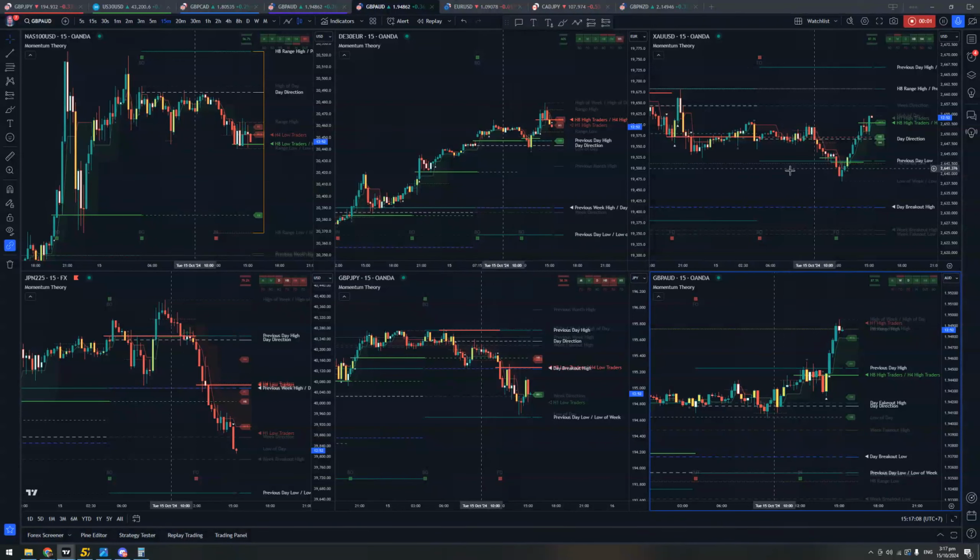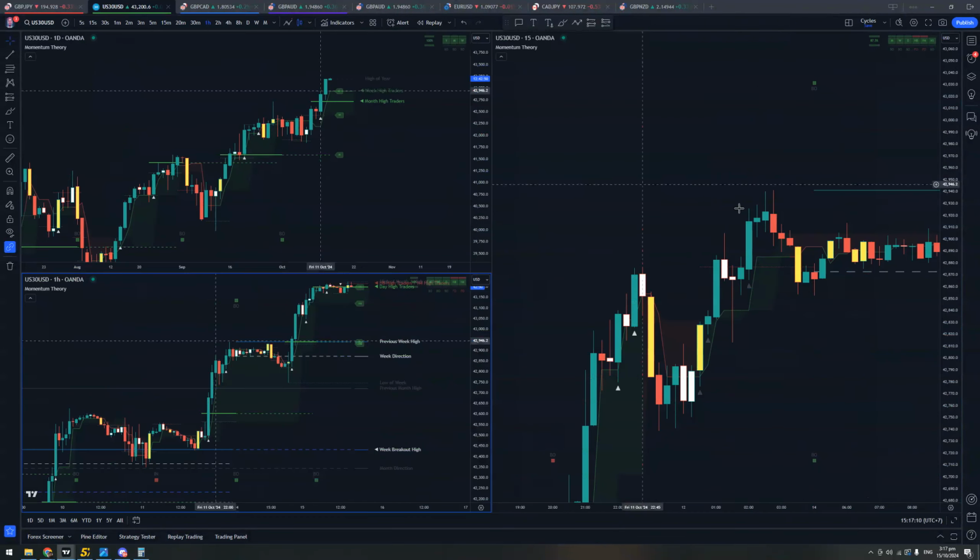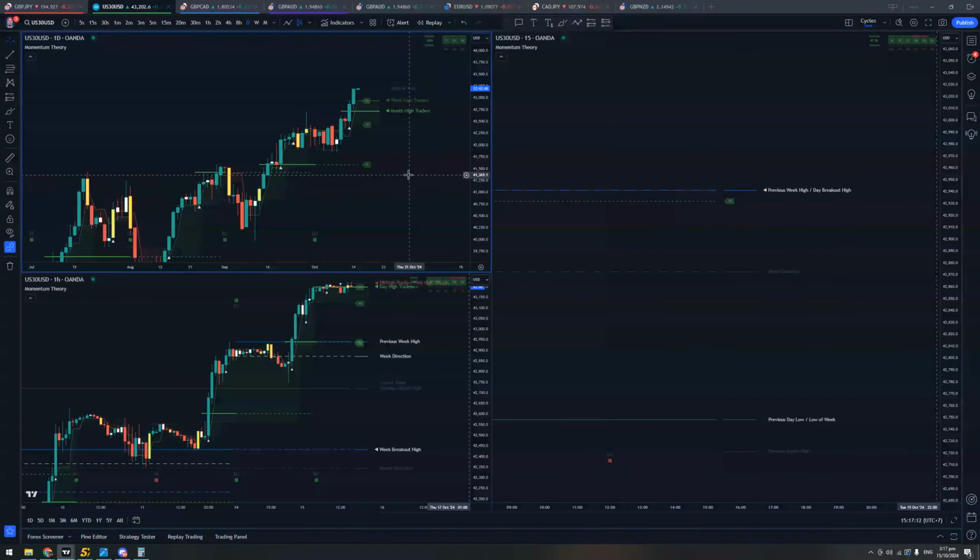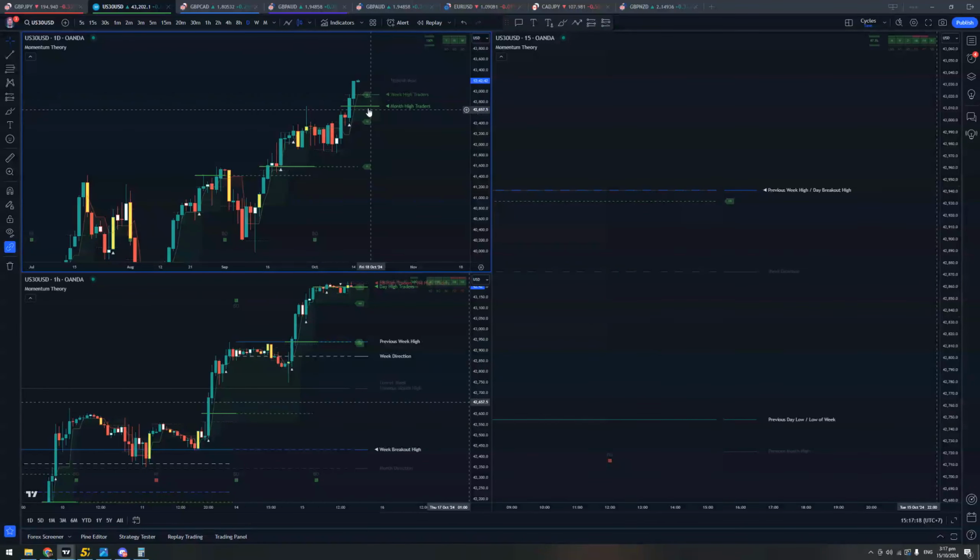Okay, New York and London session done. Took one trade last night on US30. US30 on the daily broke out above previous month high, so we're bullish on the monthly breakout.